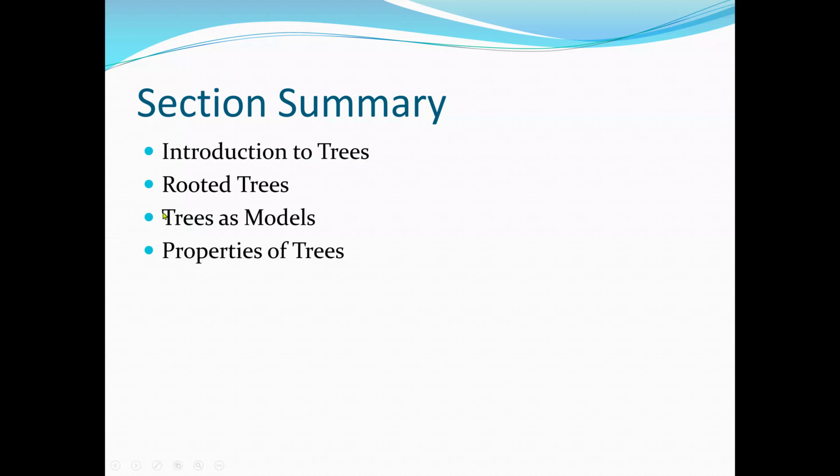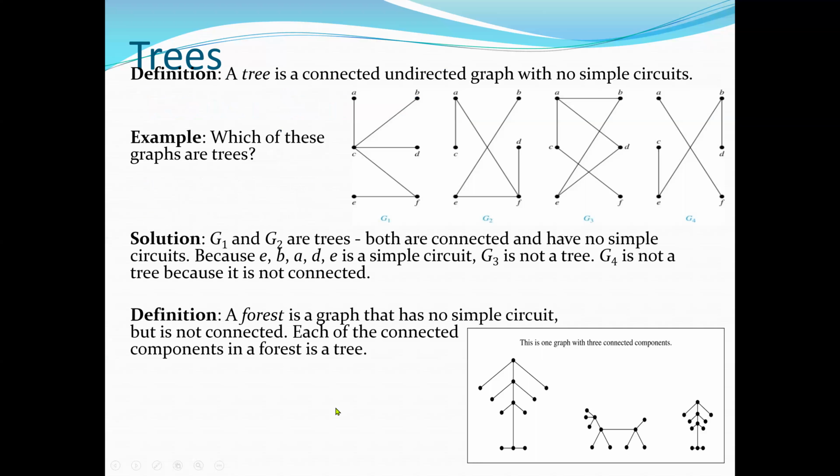Our main objective is to go through what a tree is, also rooted trees, trees as models, and also the properties of trees. So we start with the definition first. We can see from the definition that a graph is normally related to trees. When we have an undirected graph and it is connected, it becomes a tree. So here we see a tree is a connected, undirected graph with no simple circuits.